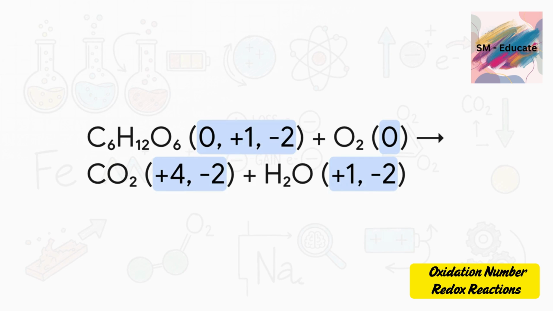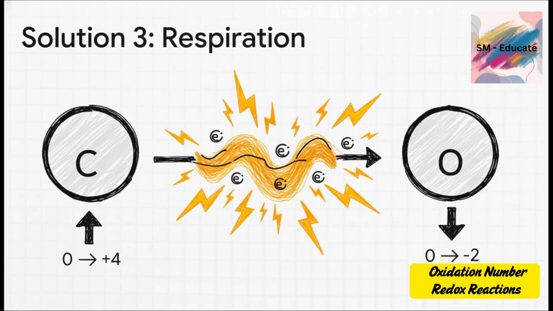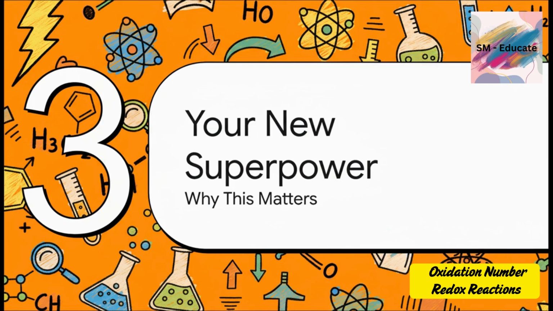Now look at the product, CO2. Each oxygen is -2, so to make the molecule neutral, that carbon has to be +4. And that's the whole story right there. Carbon's oxidation number skyrocketed from an average of 0 all the way to +4. That's a huge oxidation. And at the same time, oxygen went from 0 down to -2, getting reduced. It's this exact transfer of electrons from carbon to oxygen that releases the massive amount of energy that powers, well, us. So there we go, we've solved the entire exercise.